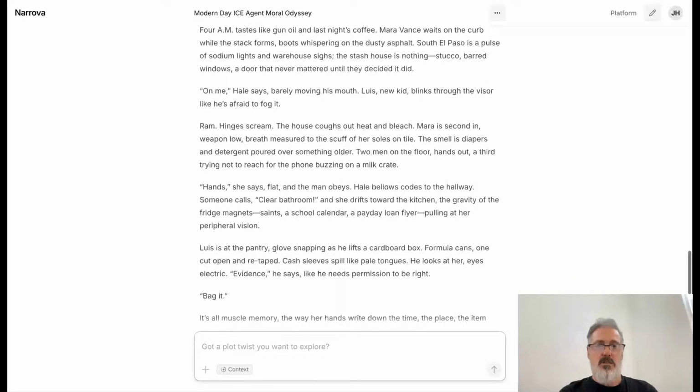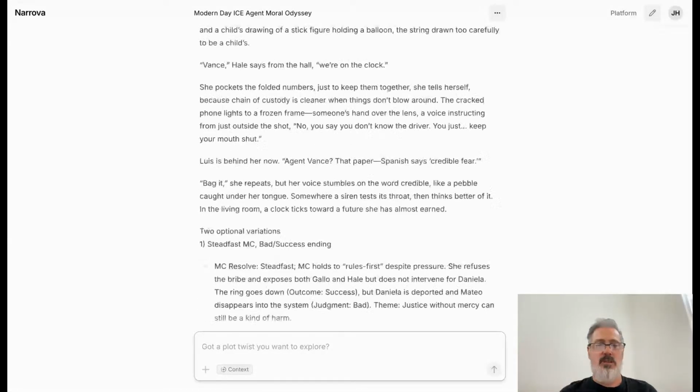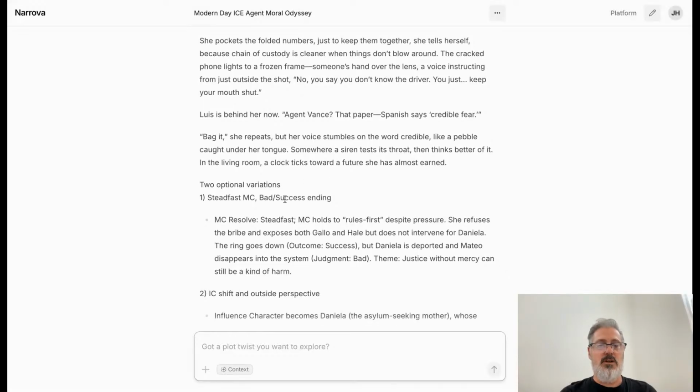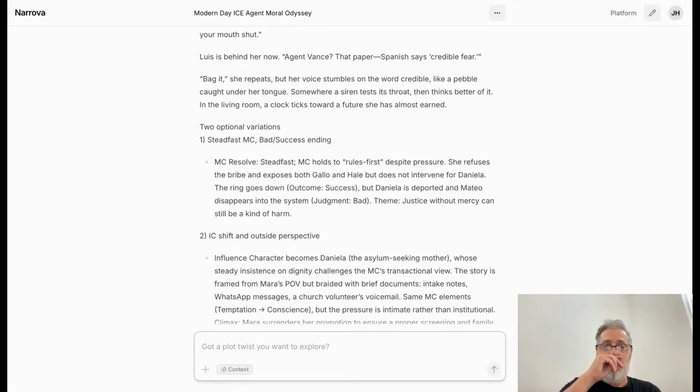Here's the short story. This will be very interesting to read to see if it actually is good. Oh, two optional variations. So that was one version, where they go from temptation to conscience, but maybe you want to make the main character steadfast and have a success bad ending, right? So maybe Mara just holds to the rules first despite pressure. She refuses the bribe and exposes Gallo. Okay, the ring goes down, but Daniela is deported and Mateo disappears into the system. Theme: justice without mercy can still be a kind of harm.